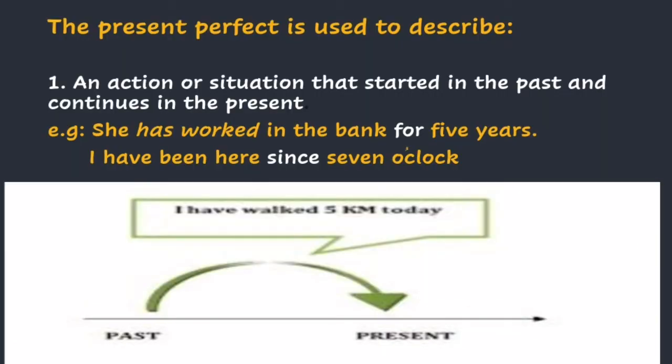The present perfect is used to describe, one, an action or situation that started in the past and continues in the present. For example, she has worked in the bank for 5 years. I have been here since 7 o'clock. Look at the timeline. The event started in the past and continues in the present.